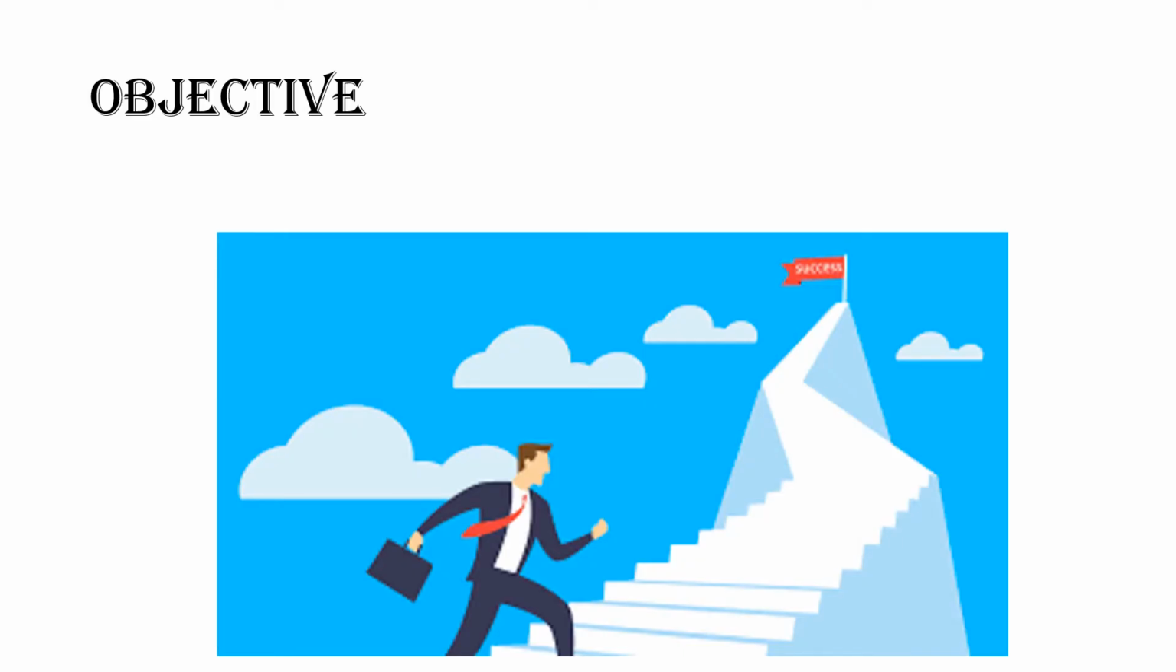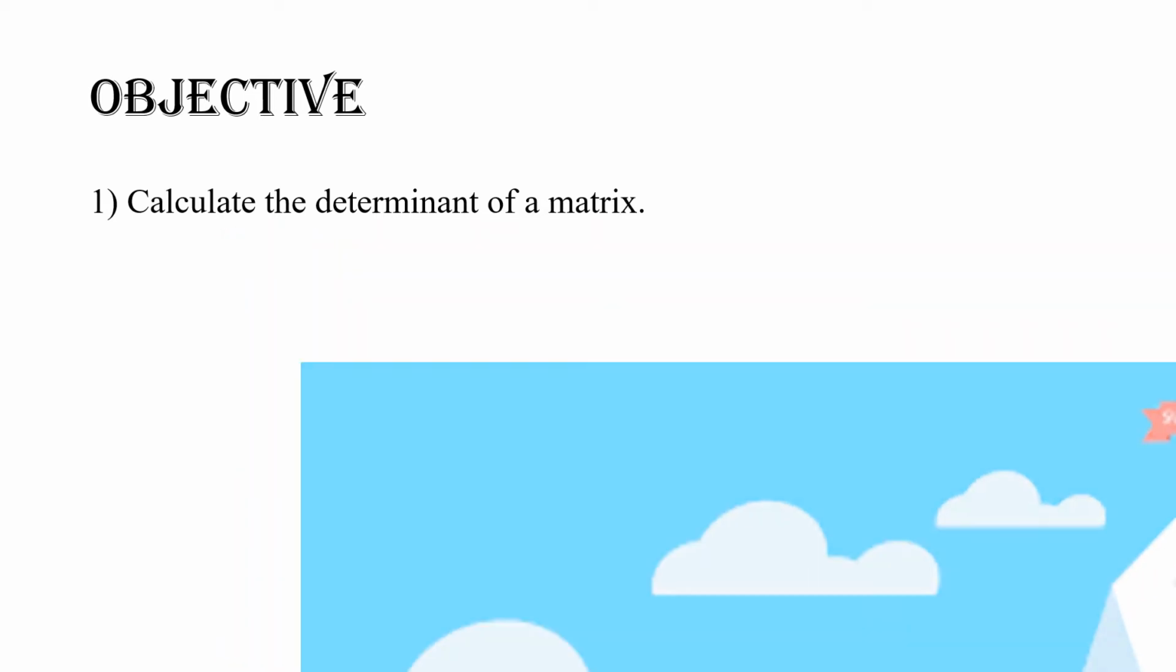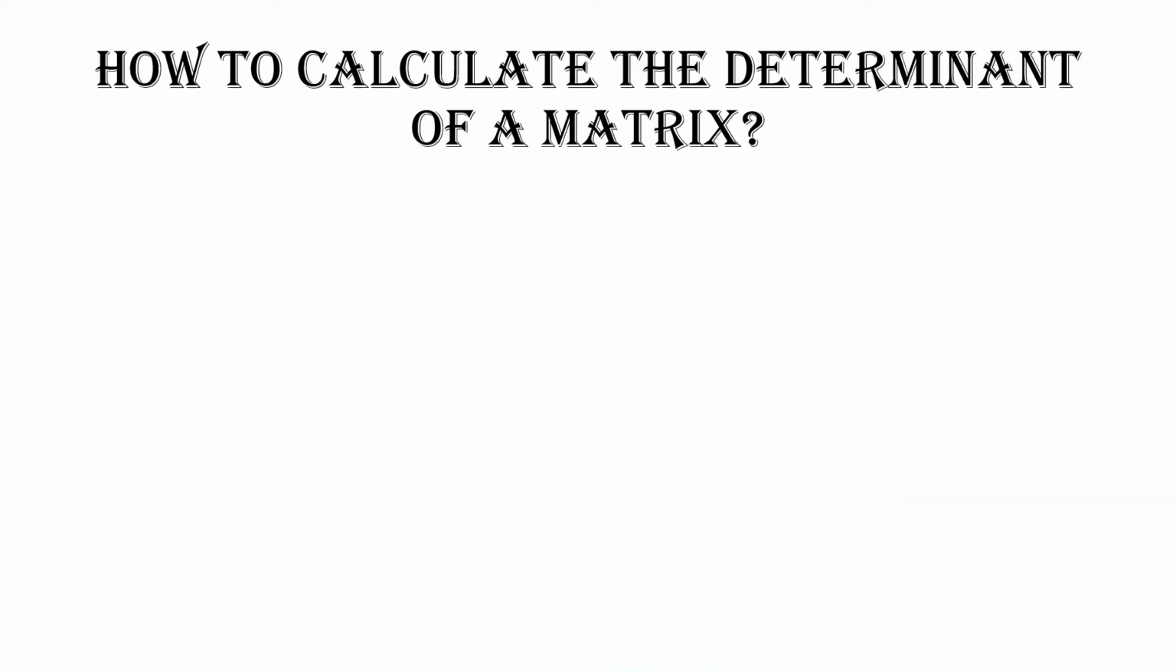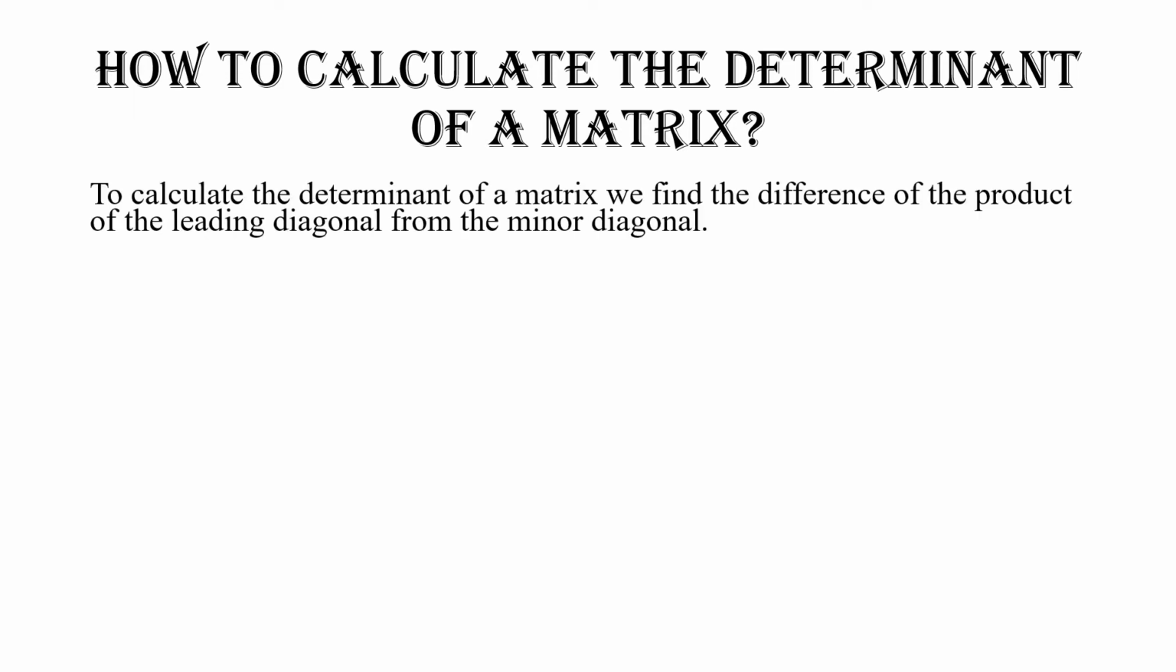So our objective for today will be a rather straightforward one again. We will learn today how to calculate the determinant of a matrix, and that's our objective for the day. So first of all, how do we go about calculating the determinant of a matrix? Very simple. Here is the description, then we're going to look at the actual calculation.